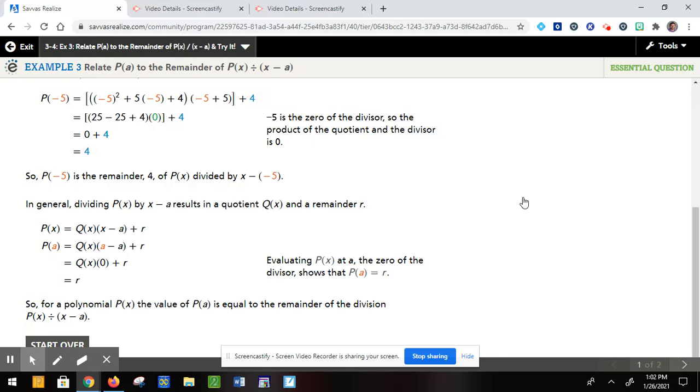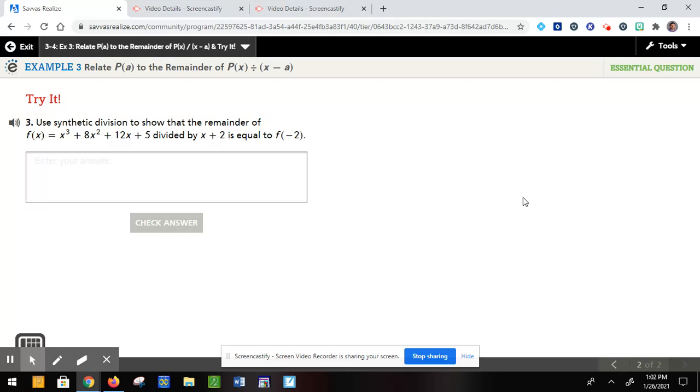Let's take a look at another example. So it says use synthetic division to show that the remainder of that function divided by x plus 2 is equal to f of negative 2. So work it out both ways and show that it's the same answer. All right, so pause it, give that a try, and then come back and we can look at our answers together.